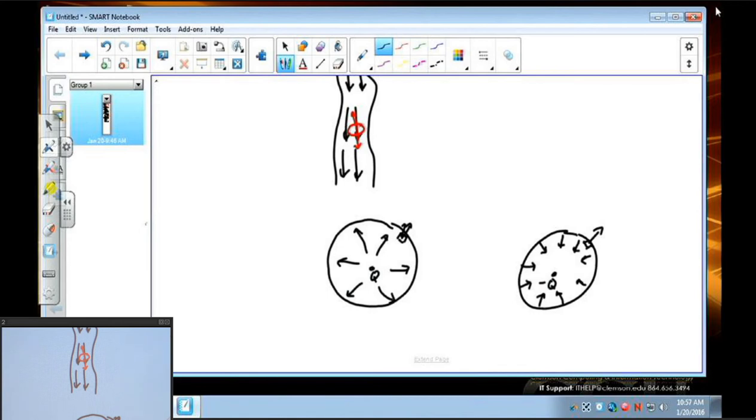These area elements are going to be part of a complete surface that surrounds some charge. And we're going to point the area elements outward. And then we can account for flow out of or into the volume. That's why we would choose the area element to have a direction associated with it. Okay? And that would be the same thing.